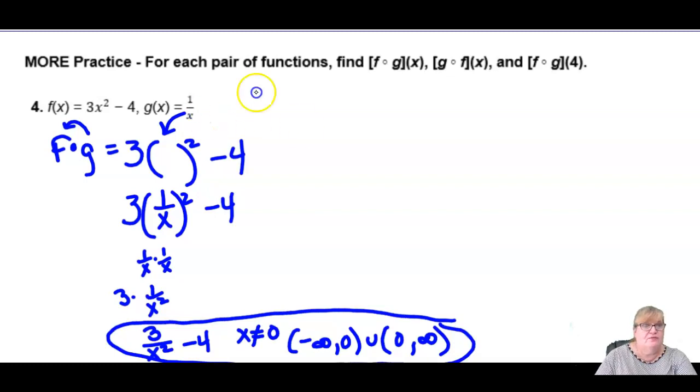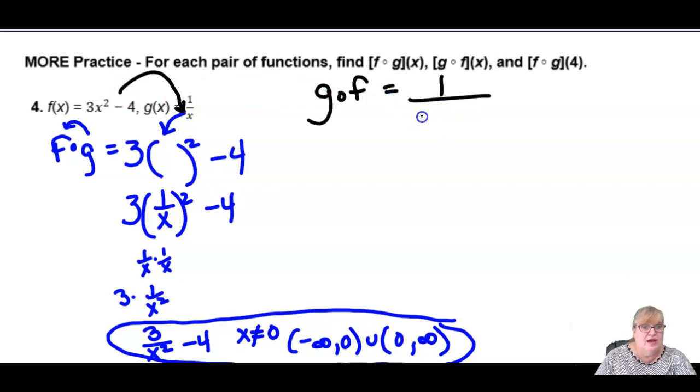All right, if we are doing g of f, or f into g, this time we're putting all that down there. So g was 1 over x, but our x is now 3x squared minus 4. All right, that's a messy domain.